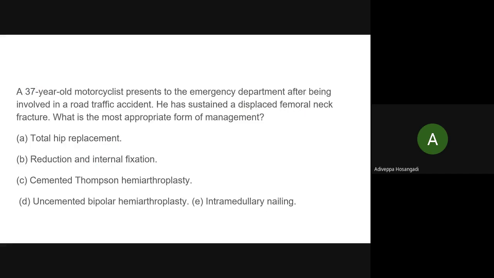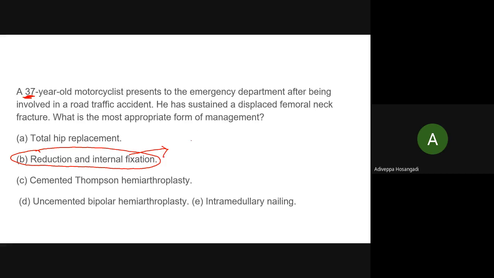Okay, so see, whether you want to replace or whether you want to reduce, because it is displaced. Displaced means you have to reduce and fix it, or you have to do a hemiarthroplasty. So one option is total hip arthroplasty, hemiarthroplasty, fix it. Cemented, uncemented, don't bother. There is again hemiarthroplasty, intramedullary nailing. So please remember, the patient is young. So you have to restore or retain his original femoral head. So better is to reduce and fix it.